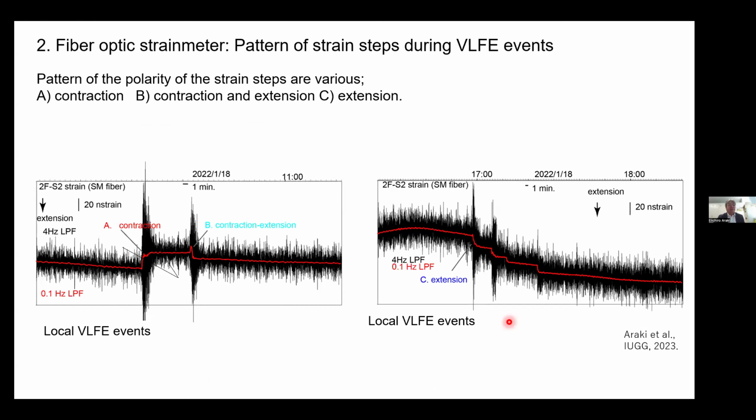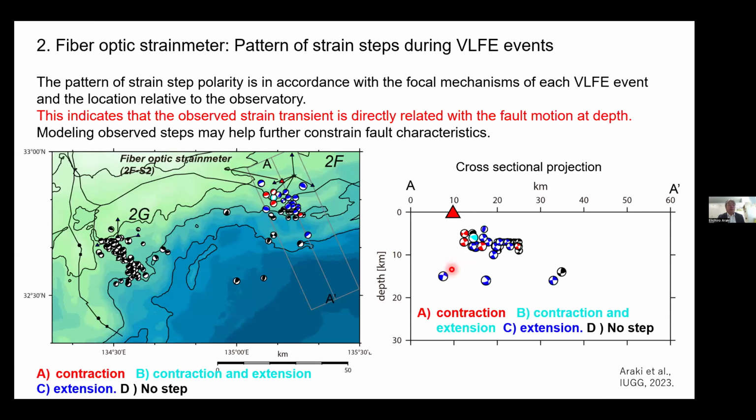Further, the observed steps have several different patterns, like here, contraction, then extension, and extension. If we plot these observed patterns on the map, we notice a clear correspondence to the focal mechanisms of the events and the relative location of the strainmeter. Therefore, these observations strongly suggest that we are measuring deformation of the crust directly caused by the fault dislocation at depth. In other words, we are directly measuring fault motion at depth with the seafloor fiber optic strainmeter.